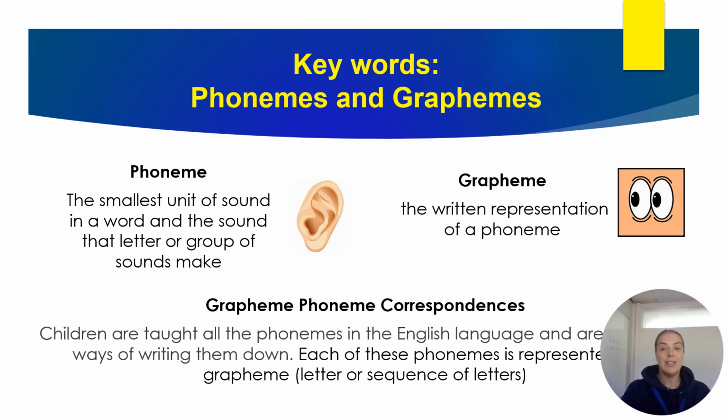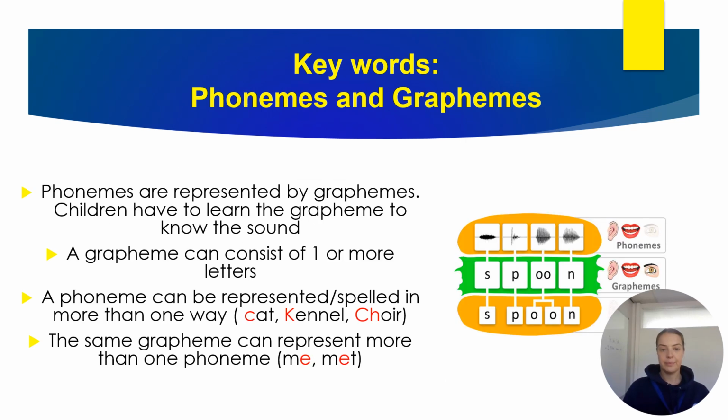Grapheme-phoneme correspondences, or GPCs as we may call them, are when we can link a phoneme to a grapheme and vice versa. Building on that, phonemes or sounds are represented by graphemes which may be made up of one or more letters. Reading and spelling are two different skills. To read, children need to decode words. When decoding, they will recognise a grapheme and say the corresponding phoneme.